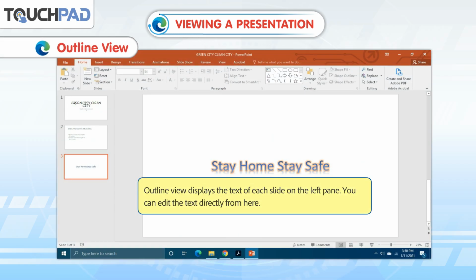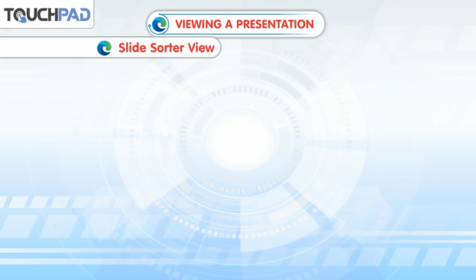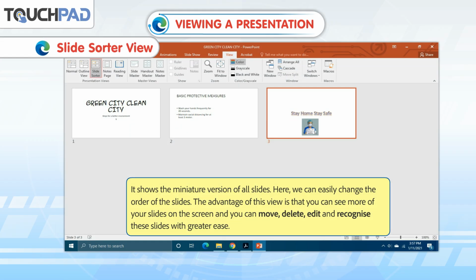Outline view. Outline view displays the text of each slide on the left pane. You can edit the text directly from here. Slide sorter view. It shows the miniature version of all slides. Here, we can easily change the order of the slides.